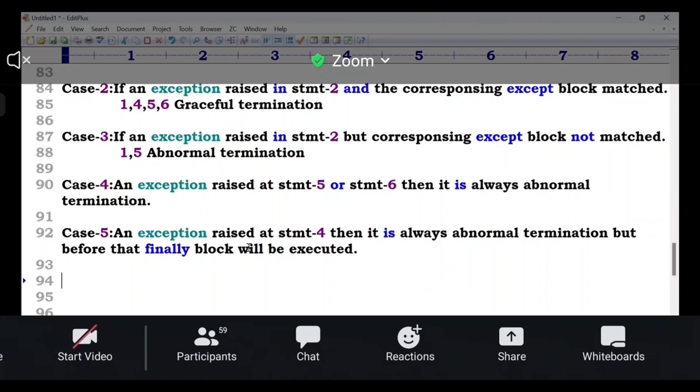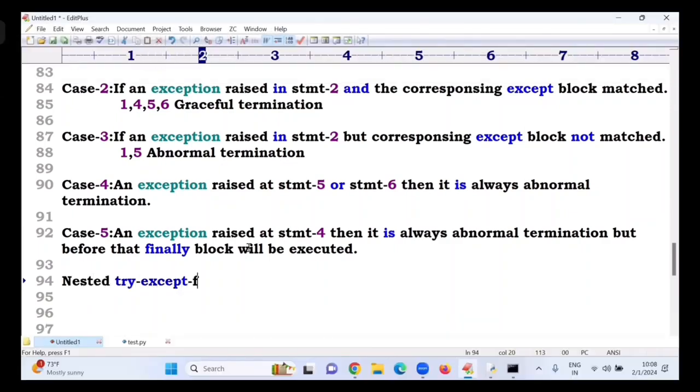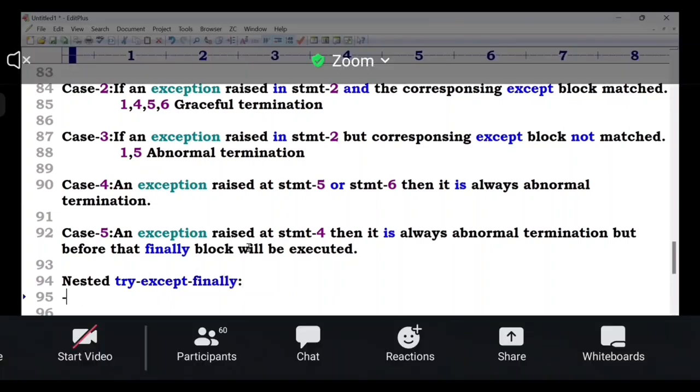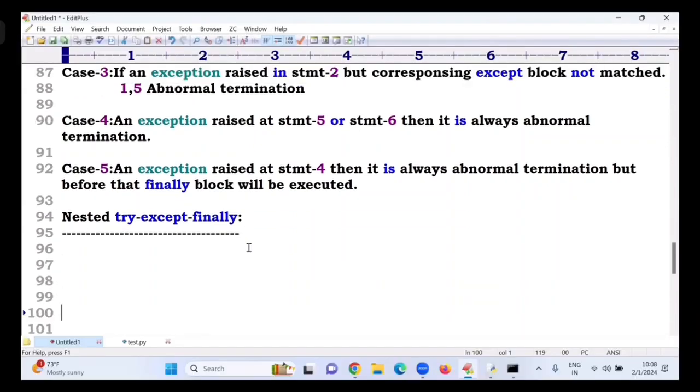Same like that, we have to define nested try except finally blocks. And within the try block, again I have to go with one more try except finally. Such a type of concept is called as nesting of the try except finally.